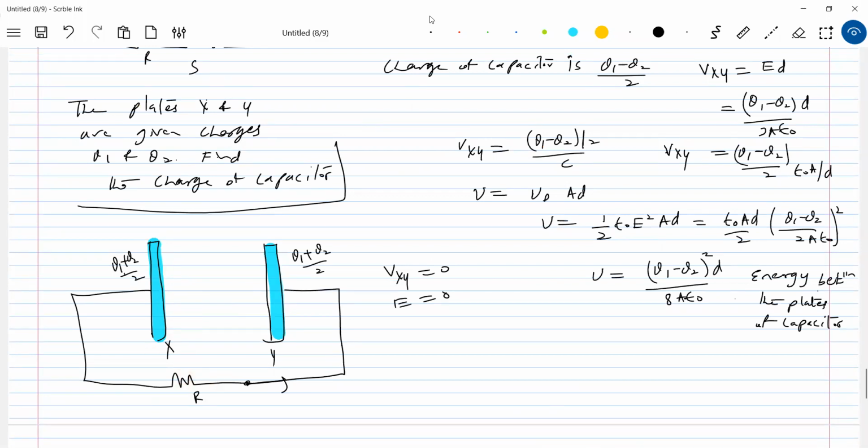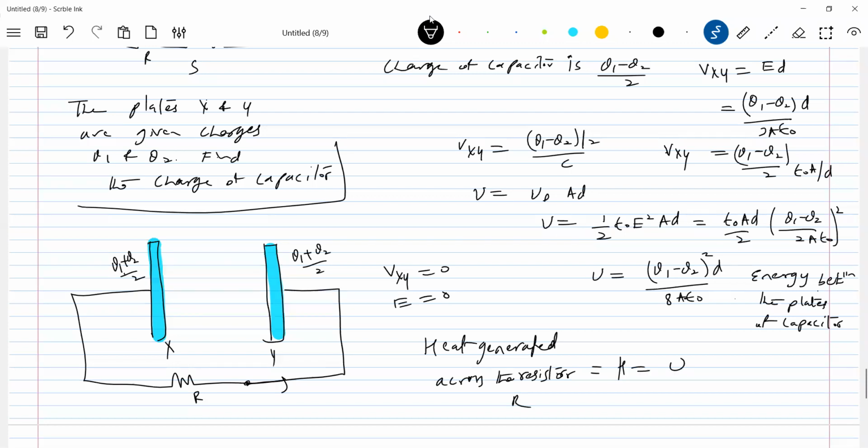So what is the heat generated across the resistor? The heat generated across the resistor R should be equal to H equal to U. What happened here? There will be energy, no? There will be energy external to the plates also. So what will happen to that energy? That energy will be present there only and we can't take it back.